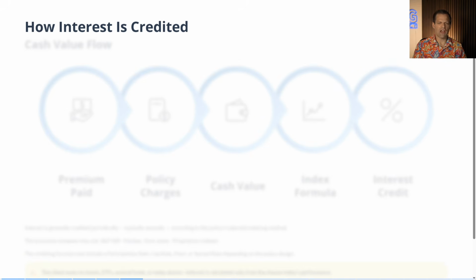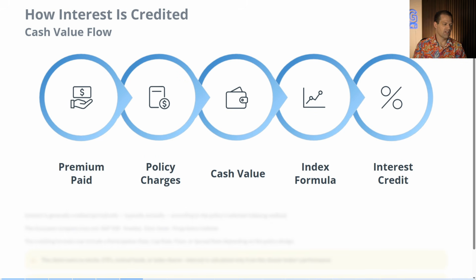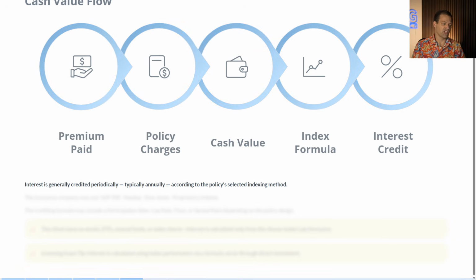So how is interest credited with Index Universal Life? Let's do the cash value flow. The premium is paid, the policy is charged, and there's cash value. Then there's an index formula which determines the interest credit. Interest is generally credited periodically, like annually, according to the policy's selected indexing method. The insurance company may use the S&P 500, NASDAQ, Dow Jones, or a proprietary index. There are all sorts of options depending on the companies you work with.